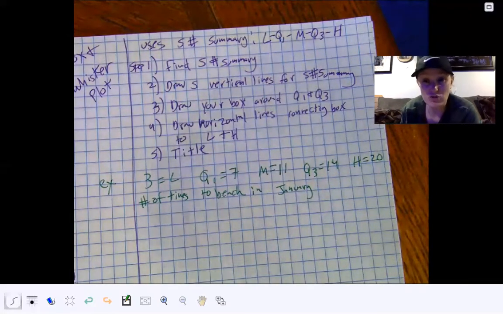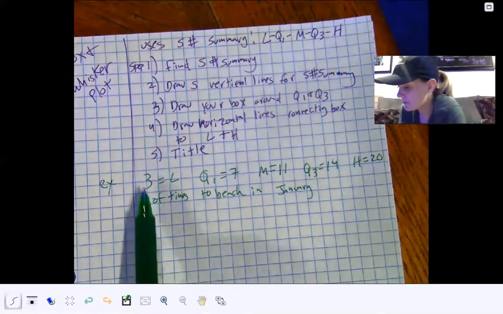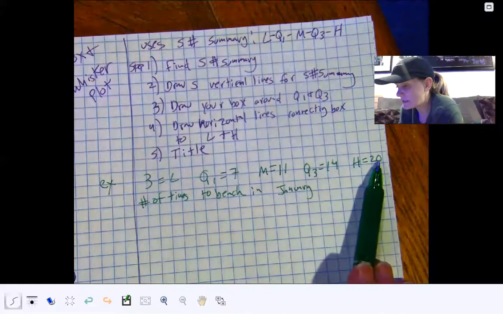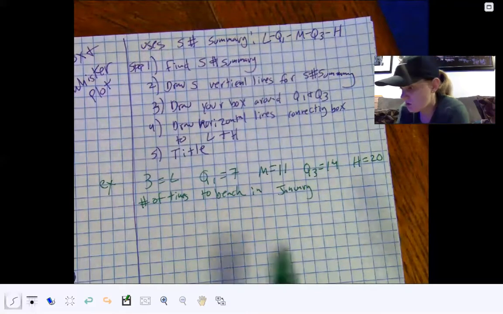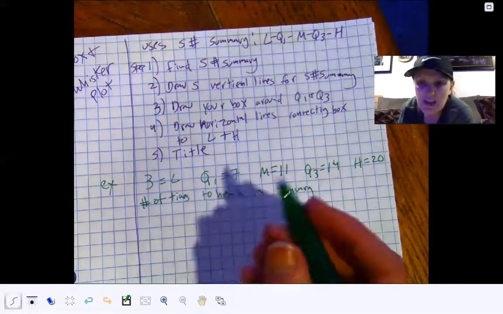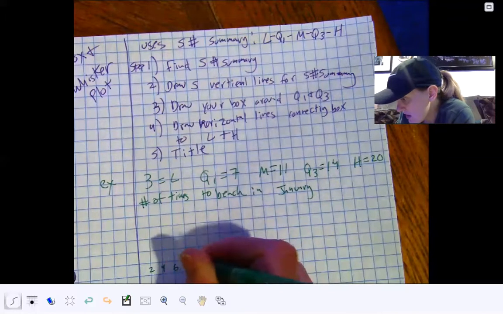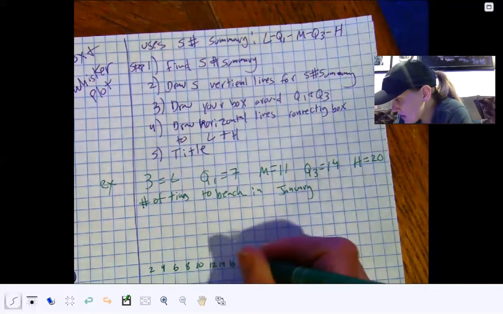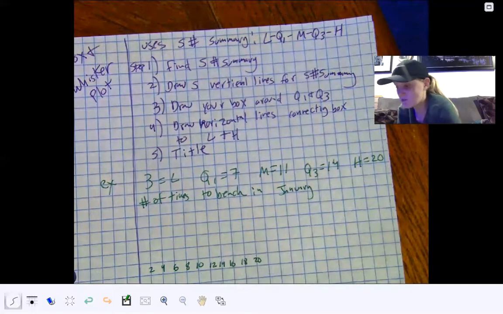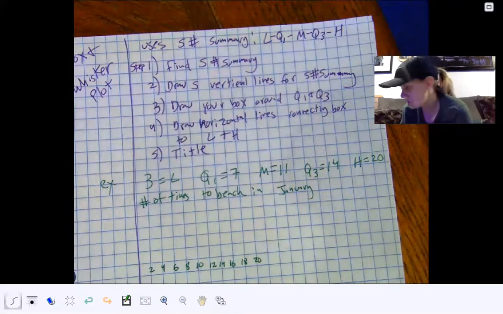This is kind of like when you use a number line again. So I see my lowest is 3 and my highest is 20. If I count by 2s, I should be able to get there. So I'm going to make it even numbers just so it's nice. So I'm going to go 2, 4, 6, 8, 10, 12, 14, 16, 18, 20. Wow, I have tons of room.